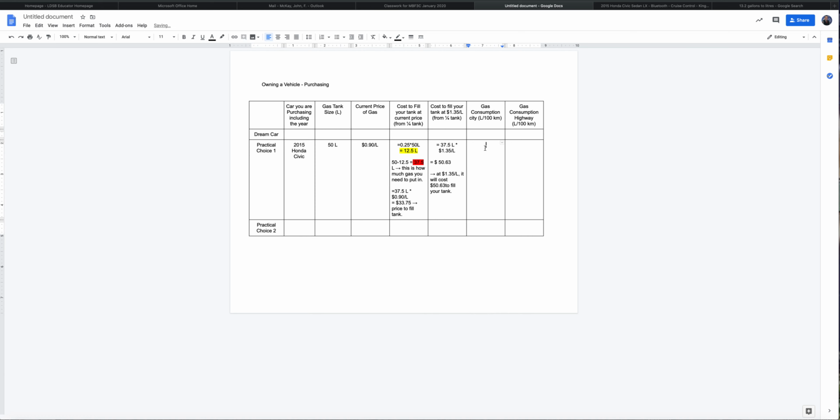And then the gas consumption. These are two numbers that you're going to get from AutoTrader. All this means is how much gas you're going to use to drive around the city. We'll do more with this tomorrow or your next lesson. I'll show you how often you're going to have to put gas in your tank. That's what I'll show you tomorrow.